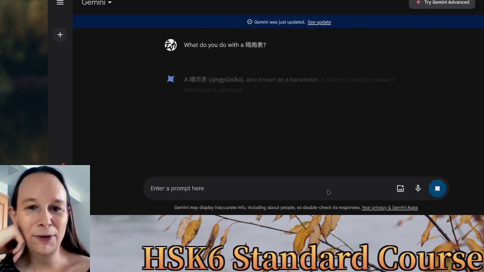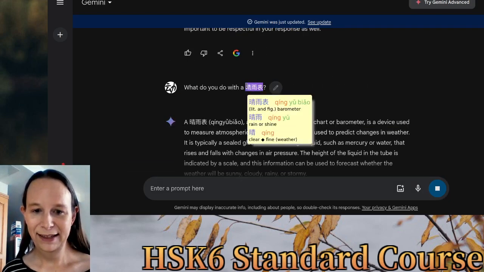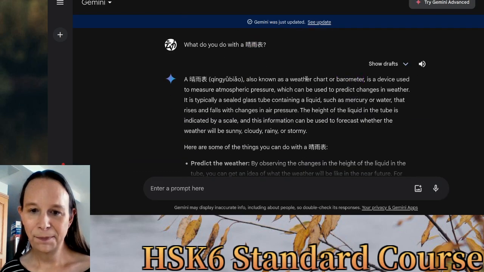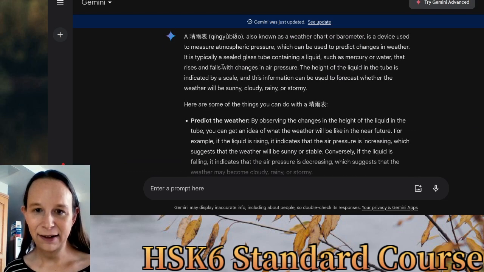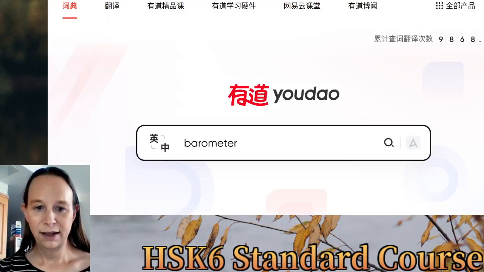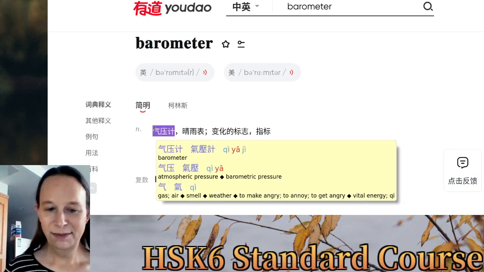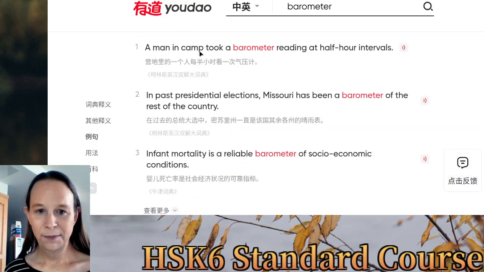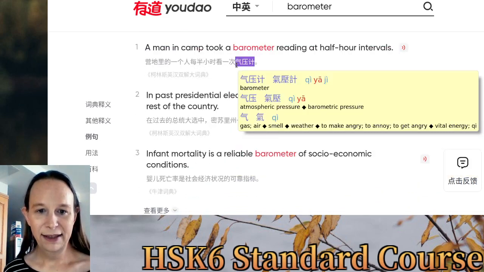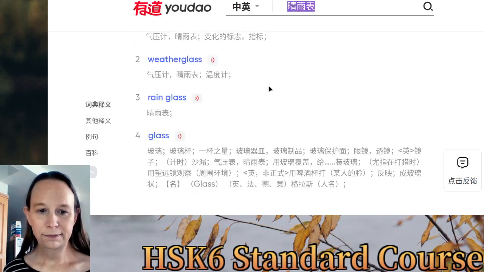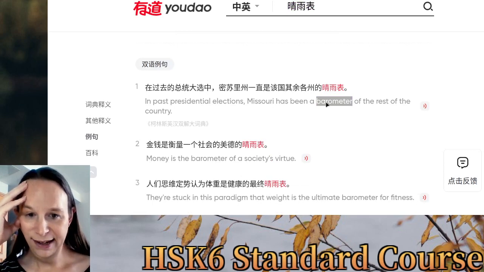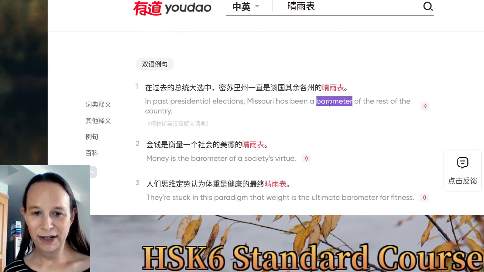The 表 is 表格. It's a form or table. A table of like 晴雨表, barometer. Hold on, a barometer. A weather chart or barometer. A barometer is actually a device, though. Okay, this one, 气压计. This is barometer. 晴雨表, literally and figuratively barometer. So, okay, 晴雨表 can mean barometer as well. It's one of the words that mean barometer.